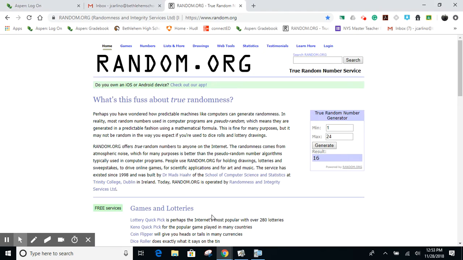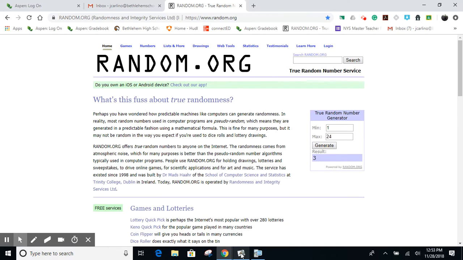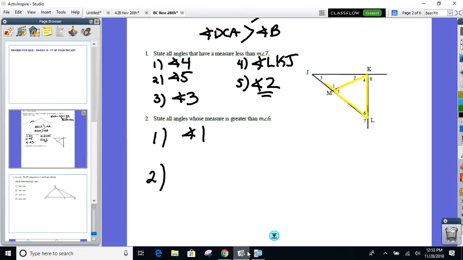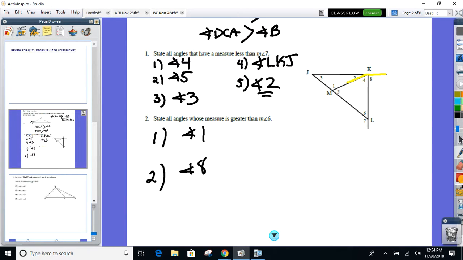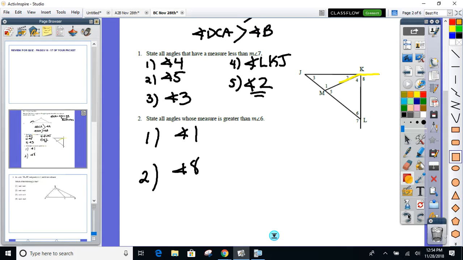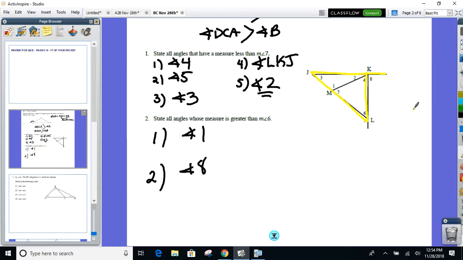And where's the other angle that's bigger than 6? 3. Oh, convenient. Angle 8. Anybody wondering why 8? Here you go. Angle 8. Exterior angle for... Oops, sorry, wrong triangle. Go back. Just erase it. Here you go. Angle 8. Exterior angle for triangle JKL. There's 8, exterior. 6, remote interior. We all good? Trying to challenge yourself.